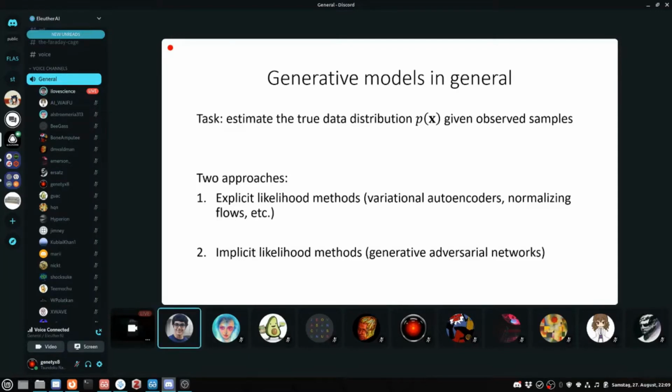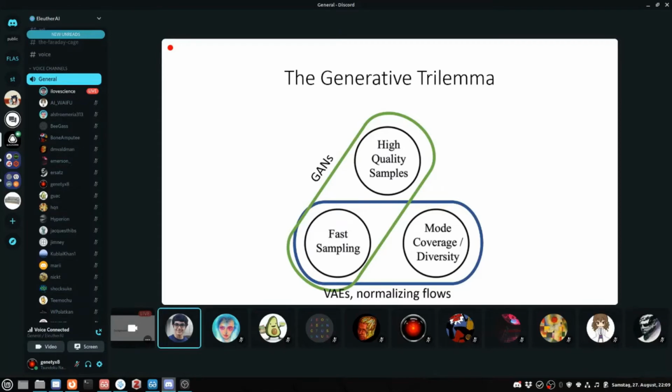So it's very clear that generative adversarial networks were able to produce great quality samples, but of course they had their own challenges, in that training was unstable, and other issues as well. One way of approaching these models is classifying them according to these properties, and sometimes this is called the generative trilemma: you could have these different properties of high quality samples, mode coverage and diversity of the samples, as well as fast sampling.